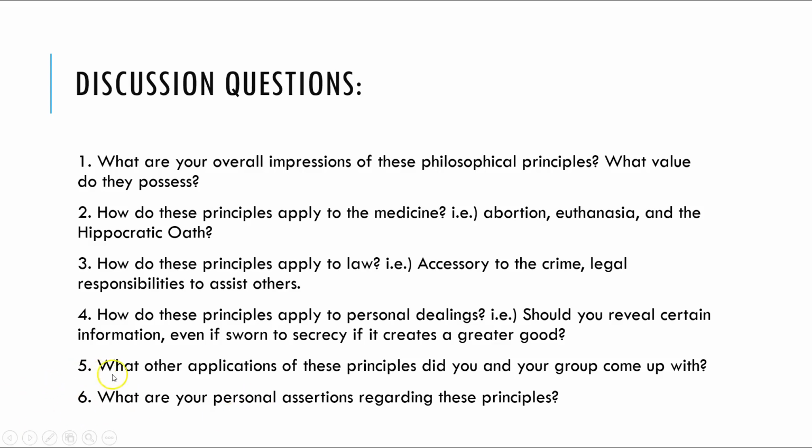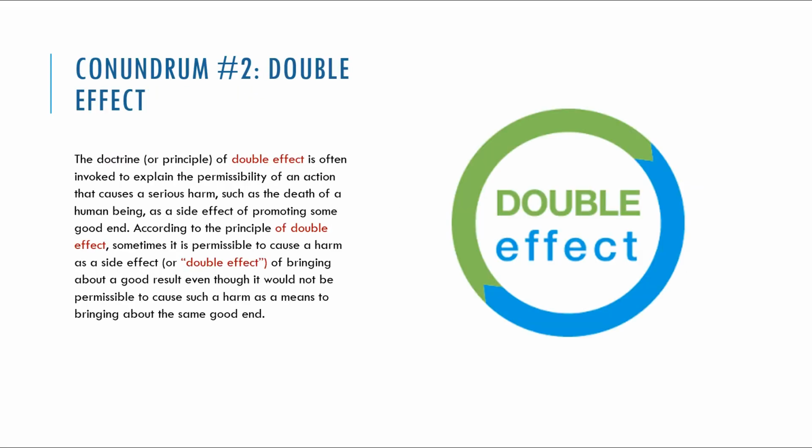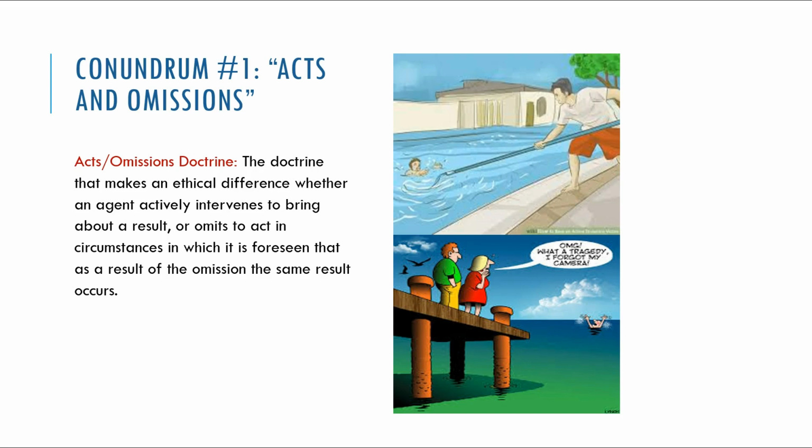So that's number 4. And number 5, what other applications of these principles did you and your group come up with? And again, I was looking for you to apply this to other facets of life, and I really think they're all over the place. I don't think you have to work too hard to figure those out. And then your personal assertions, and I'm just asking you to give your 2 cents. So these 3 conundrums, the trolley problem, the double effect, and acts and omissions are tough questions that apply to a lot of areas of life.